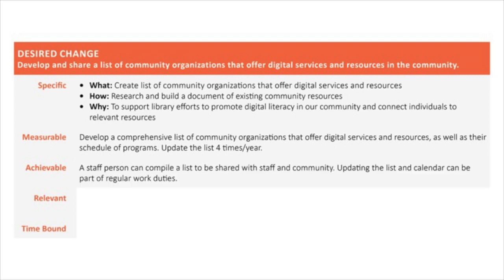In terms of achievable, clearly outline where these activities will fall in terms of your library's plan or workflow, and use this section to have conversations with staff members about what may need to shift in order to achieve this goal. This example outlines that one staff person can compile this list, and updating the list and calendar will then become part of a specific staff member's regular work duties.